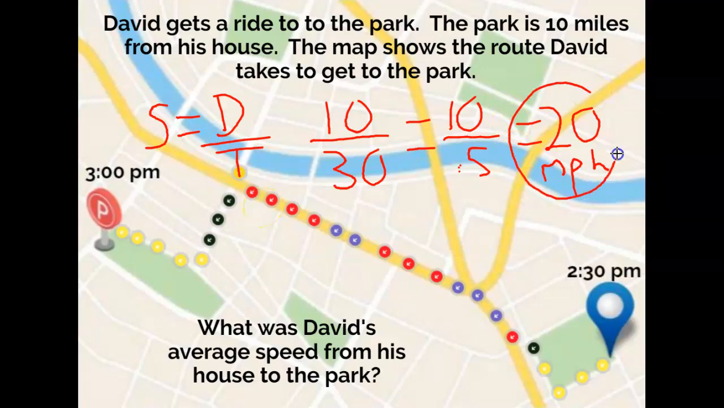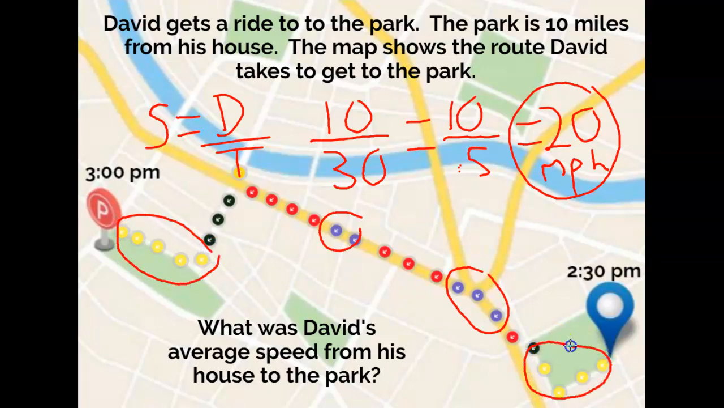This 20 miles an hour is very slow, especially considering he went fast here and here. That means he must have spent a lot of time in this area going really slow, and in this area going really slow. Maybe there were some traffic lights or something like that. And so the average speed really gives us a good indication of what went on in this travel. I hope that helps you understand what average speed is and how to calculate it.